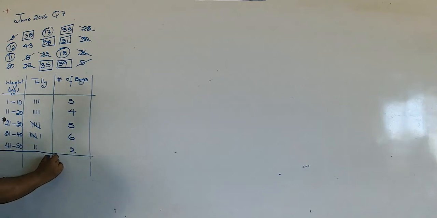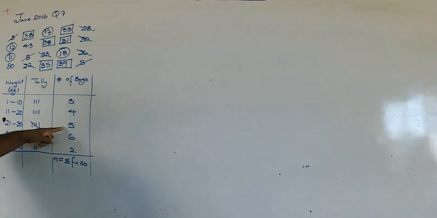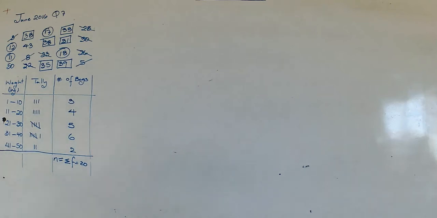Everybody should know that n is equal to the sum of the frequency. So if I add this, I should get 20. If you don't get 20, something is wrong. So this is 3, 4, 5, 6, 2, which gives 20. Alright, next.